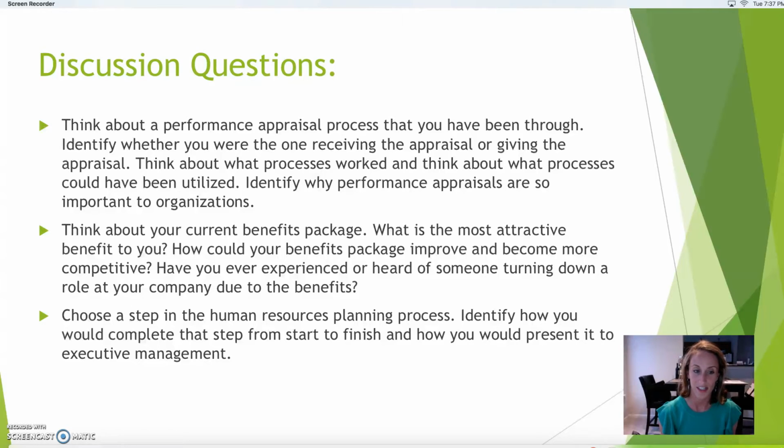And the third question is to choose a step in the human resources planning process. Identify how you would complete that step from start to finish and how you would present it to executive management.